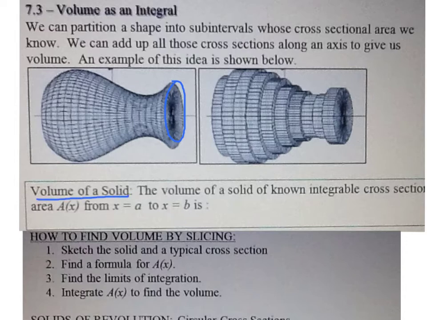And the volume of a solid of known integrable cross-section, that literally means as you slice this thing up, what shape is the cross-section. You're just going to do the integral from A to B of the cross-sectional shape. Okay? And there's a nice little process on how to find this volume. You're going to sketch the solid in a typical cross-section. You're going to see as we progress through this whole process, it's not always necessary, but for the visual people in the class, it's going to be helpful.